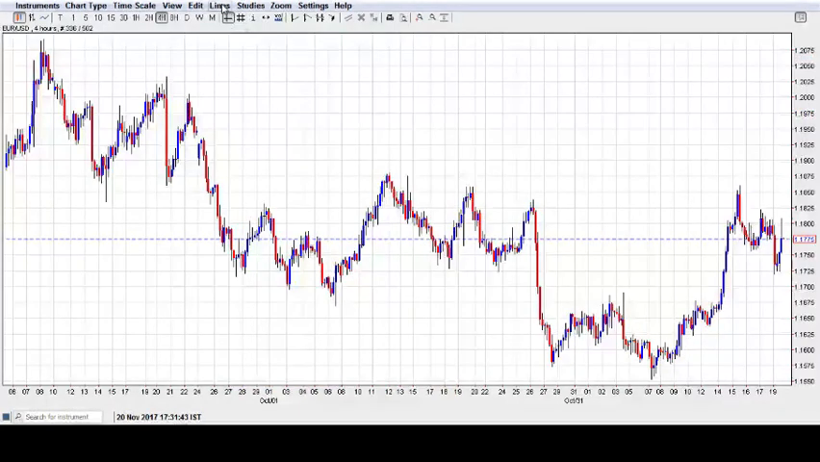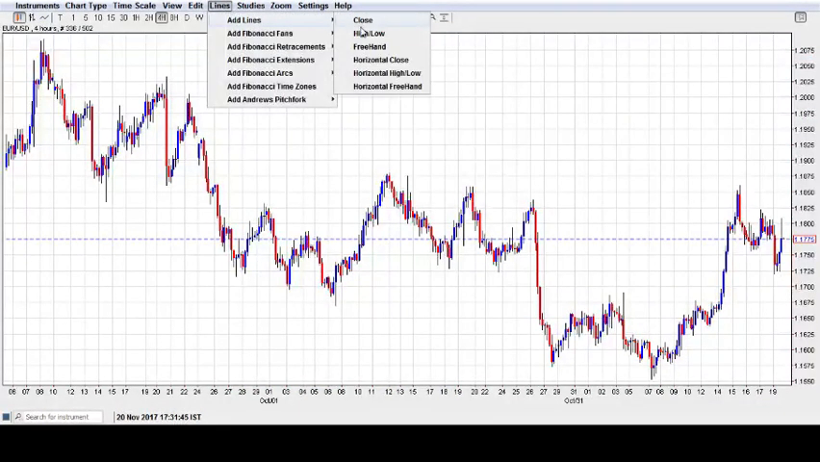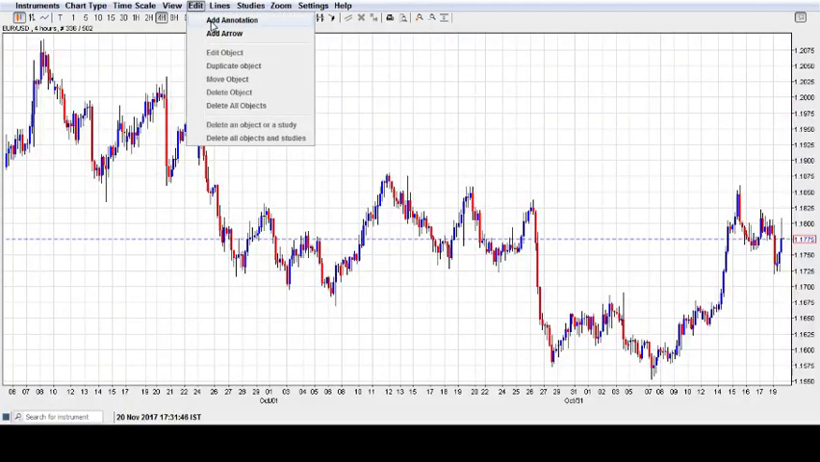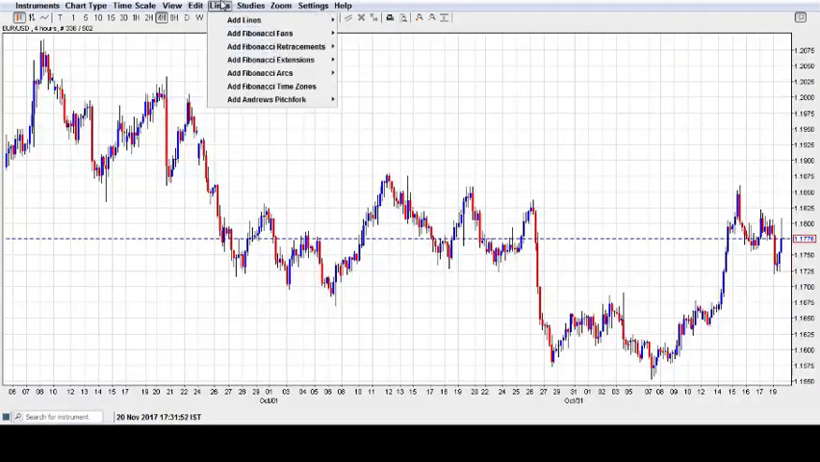The first chart that we'd like to touch upon is the Euro USD.